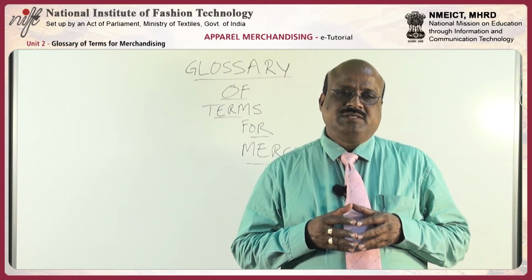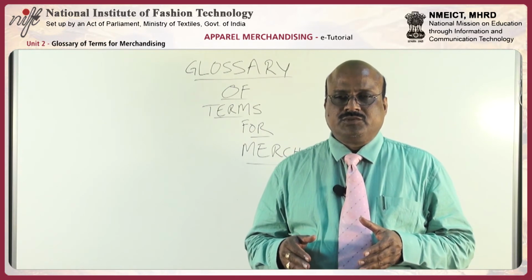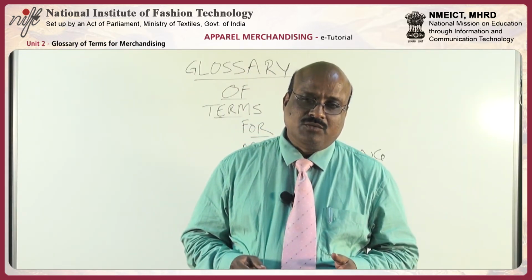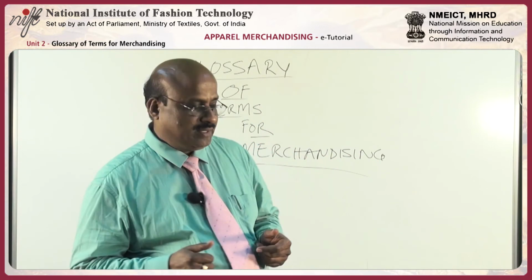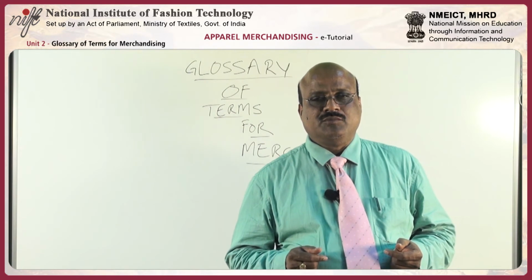The next term is ROG, receipt of goods terms. So what is ROG terms? Cash discount terms that begin when merchandise reaches the store, designed to benefit retailers far from resources, and also permits check of the goods prior to the due date for discounts. So that is known as ROG terms, receipt of goods terms.